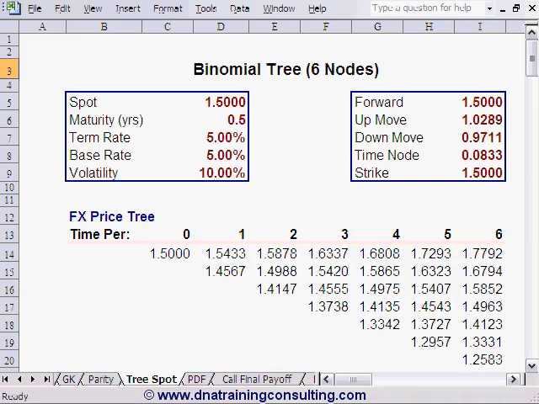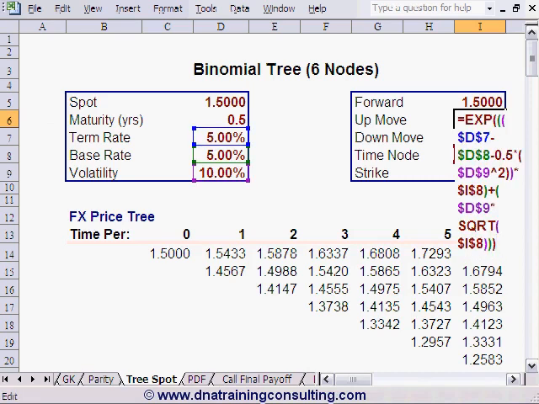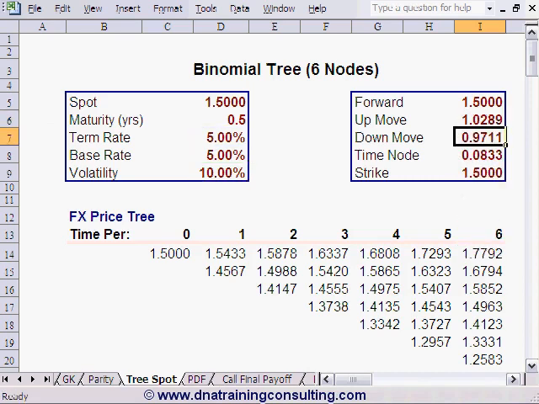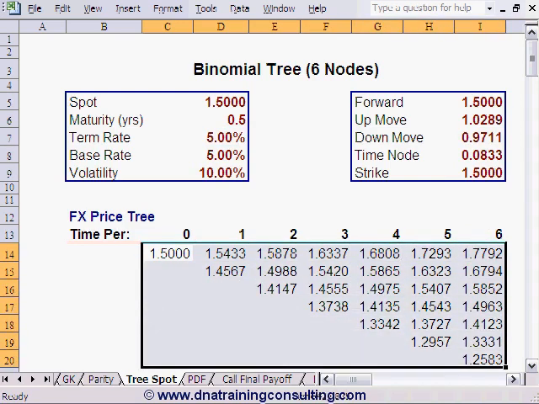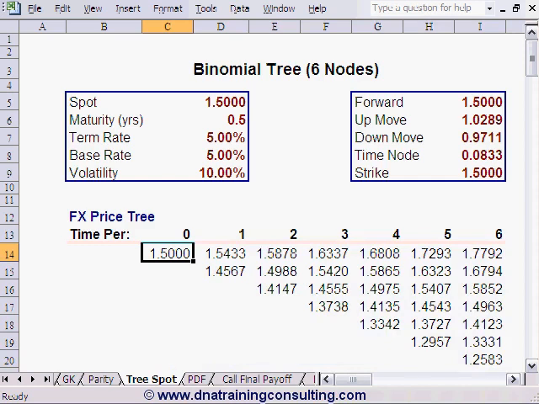Having set the parameters for the two possible movements per interval in the spot rate, which we have programmed in the spreadsheet as up and down, the binomial tree approach proceeds to map out all possible paths that the currency can take from the trade date until the expiration date, assuming a 50-50 probability at any one step that the next move could be either up or down.